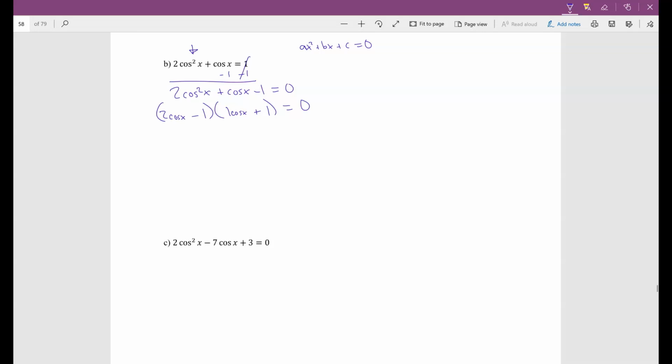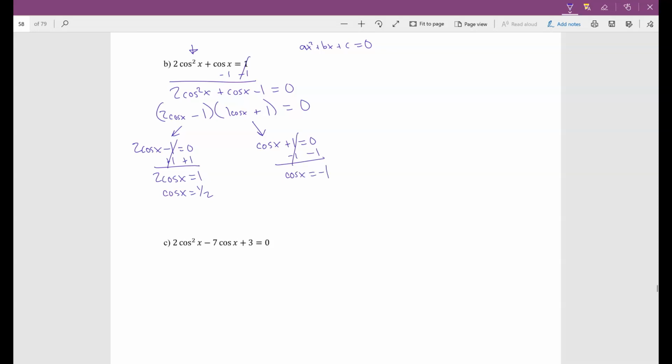So now that I factored it, I'm going to write 2 cosine of x minus 1 equals 0, and the next one, cosine of x plus 1 equals 0. Now let's solve for cosine. I'm going to add 1 to both sides, so 2 cosine of x equals 1, and divide by 2, you get cosine of x equals 1/2. For this one you subtract 1, so you get that the cosine of x equals -1.